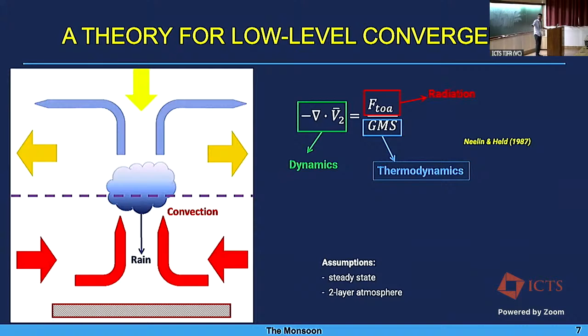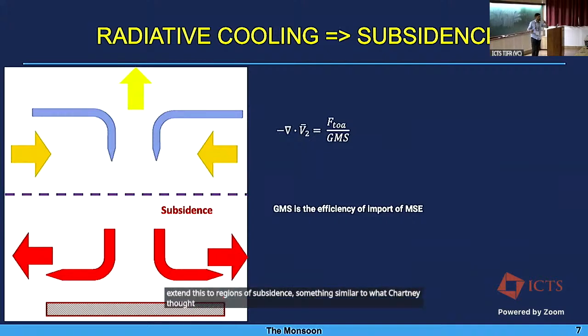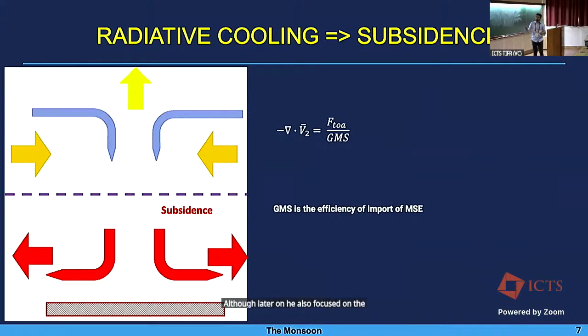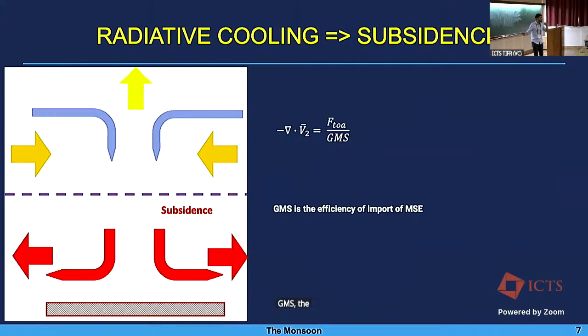Now, this was a proposition mainly for convecting regions where F2I is positive. What if we extend this to regions of subsidence, something similar to what Charney thought of doing, although later on he also focused on the albedo feedback. Suppose we use this equation for these regions where subsidence is occurring. So F2I is negative. The sign of GMS needs to be determined.